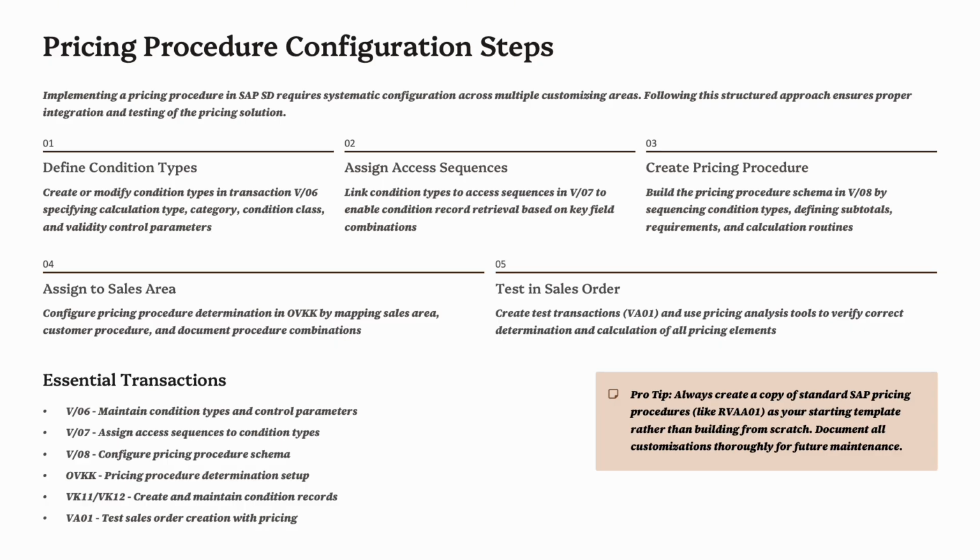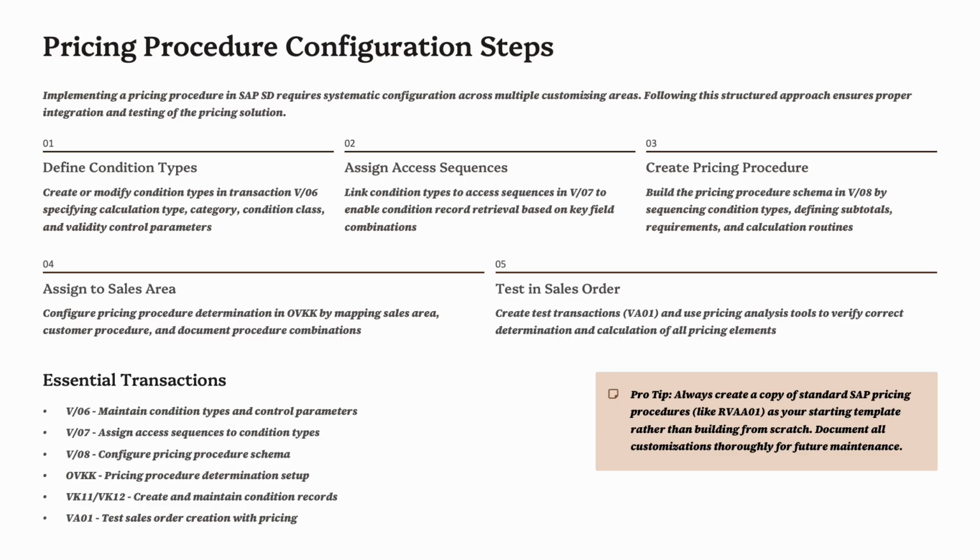4. Assign the pricing procedure to the sales area. This step connects your procedure to business usage. You assign sales area plus document pricing procedure plus customer pricing procedure to the correct pricing procedure key. Without this assignment, pricing will not appear in sales orders.